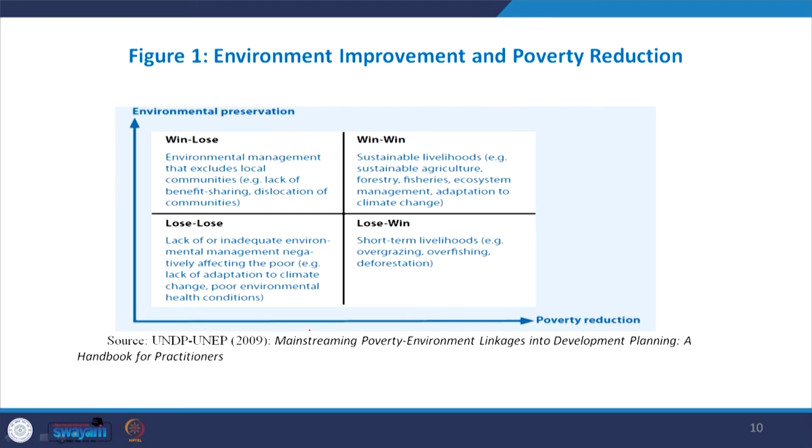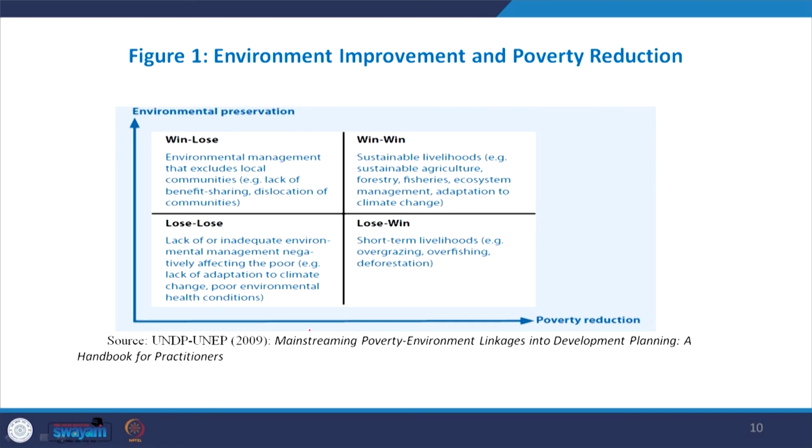Then in second box there is a win-win situation, means you can reduce the poverty and also improve the environmental condition, and here sustainable livelihood initiatives may be made like sustainable agriculture, forestry, fishery, ecosystem management, adaptation of climate change. So, if all these measures are made, not only the environmental condition will improve, but also poverty decline. Then in third, there may be lose-lose situation, that neither environmental condition will improve nor poverty will decline, and that occurs when there is a lack of or inadequate environmental management negatively affecting the poor, lack of adaptation to climate change, poor environmental health condition, etc. So, due to all these things, neither environment will improve nor poverty will decline.